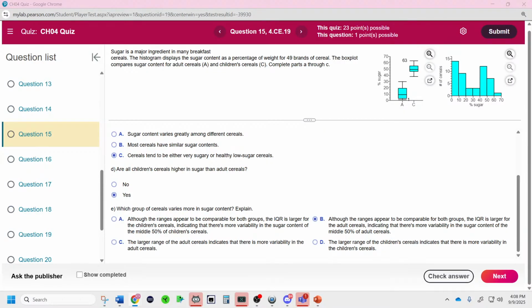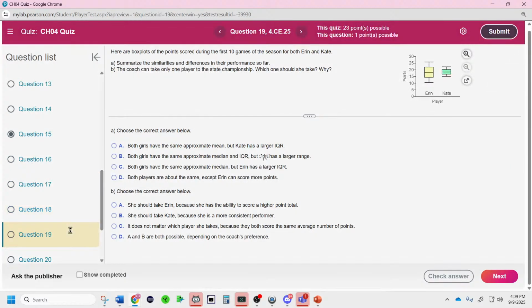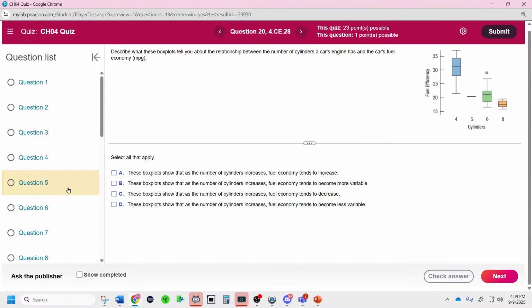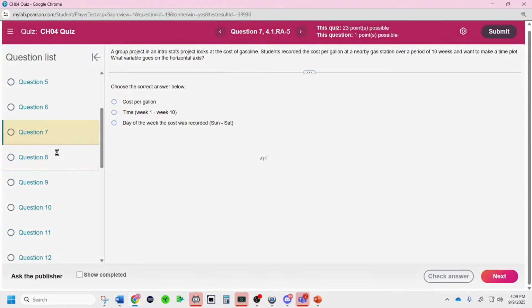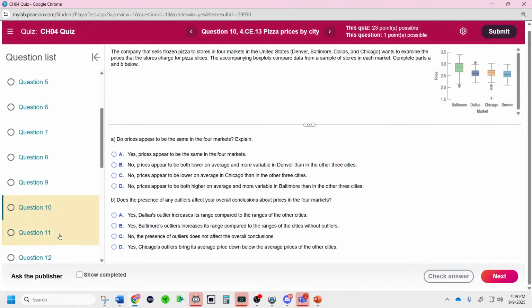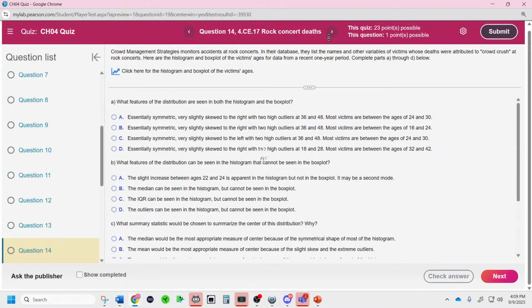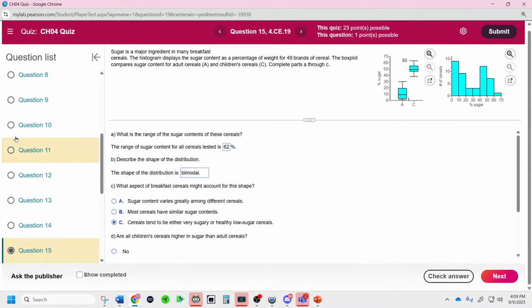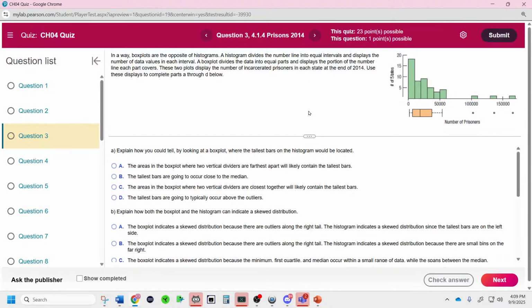So 11:43, STAT 201, Chapter 4 quiz. In a way, boxplots are. I think it's like number 5. Nope. You're welcome. That'd be awesome. If you see it, let me know. Those ones drive me crazy. Oh, it's at the start. In a way. Here we are.